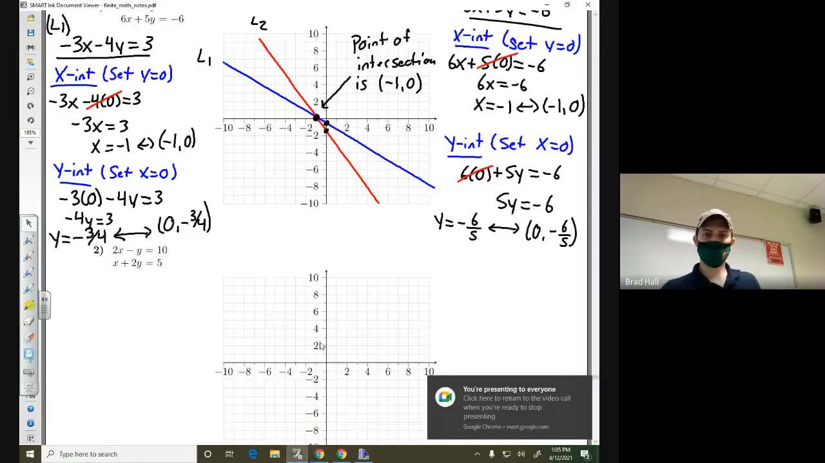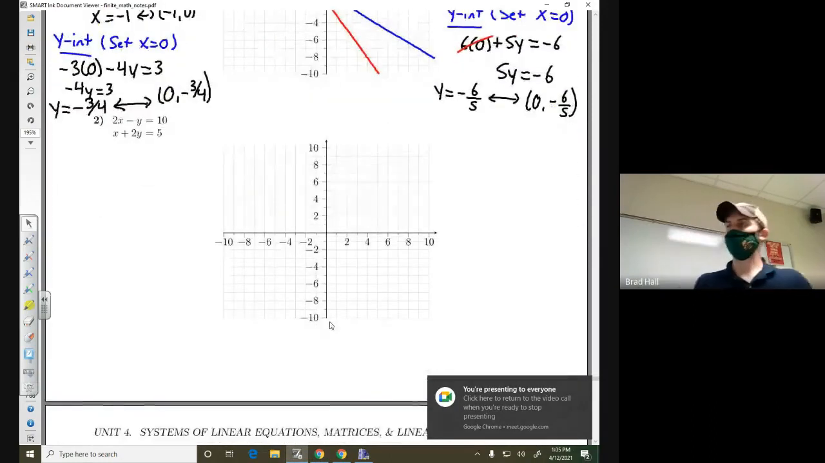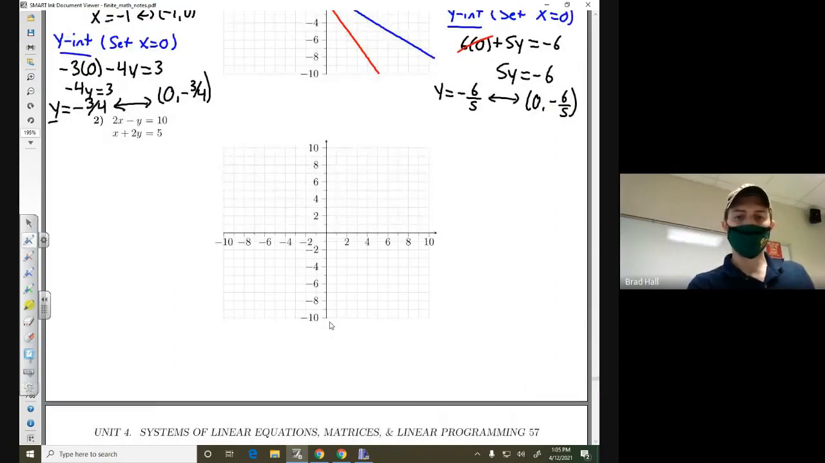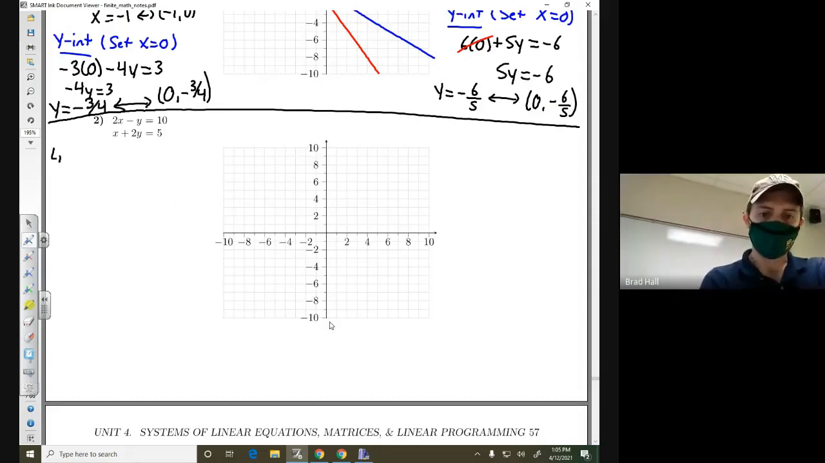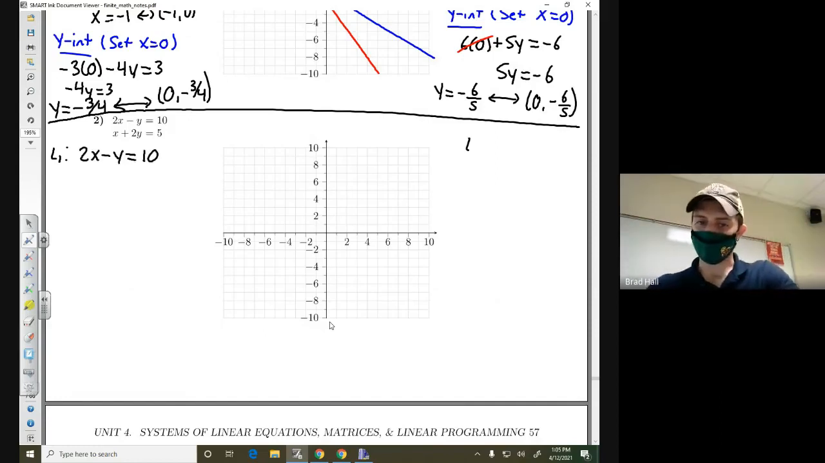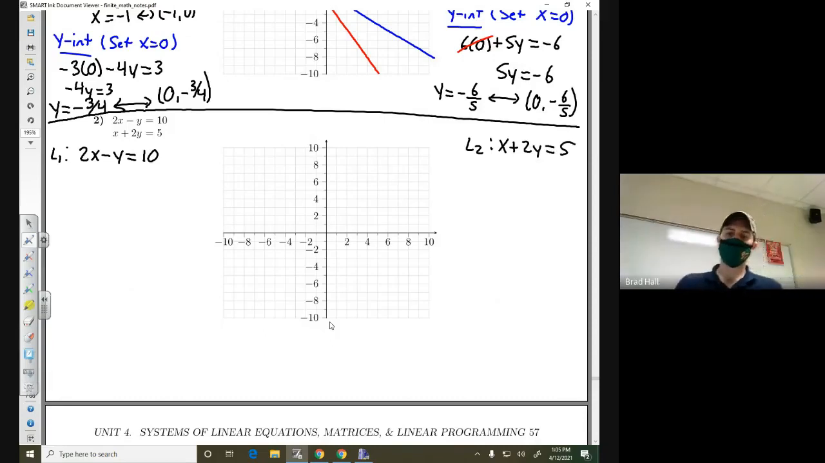Okay, let's look at problem 2. So they give us two lines. They want us to, yet again, find the point of intersection between these two lines. And so I'll go ahead and identify the first line, 2x minus y is equal to 10. And additionally, I can go ahead and put L2 on the other side. X plus 2y is equal to 5. Okay, so what we need to do, we find the intercepts.